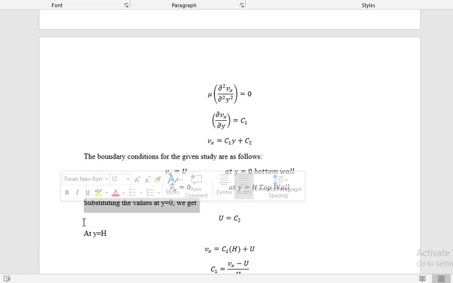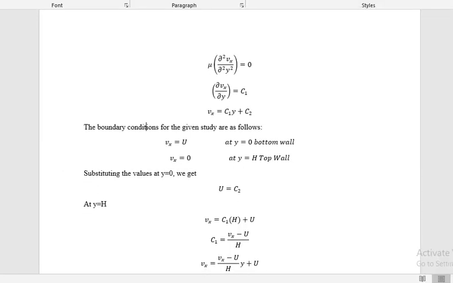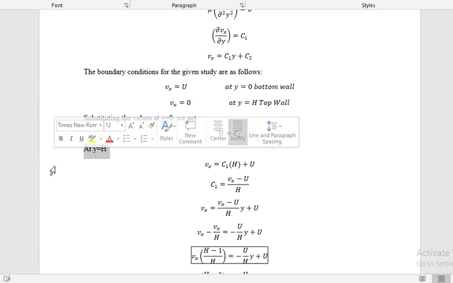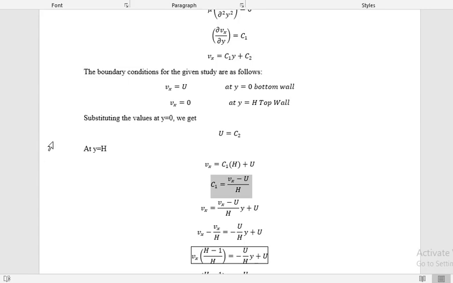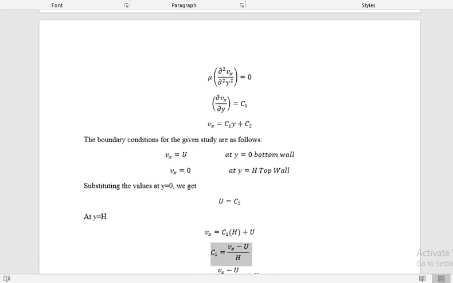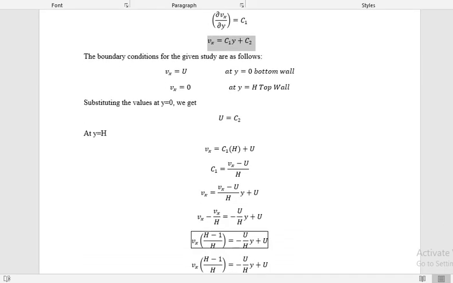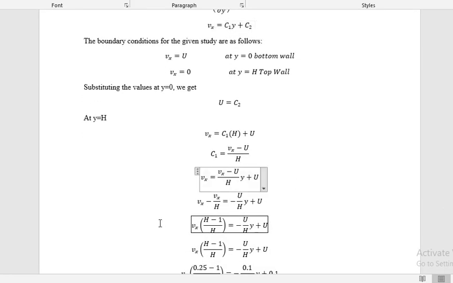After substituting these boundary conditions one by one, we substituted the first boundary condition here and solved it, and we get the value of C2. Now we substitute the second boundary condition, which is this one here, and we get the value of C1. We have determined both C2 and C1. Now we substitute them in our main equation, which is this one. After substituting and solving it here, we obtained the value of v_x. This is our final expression.